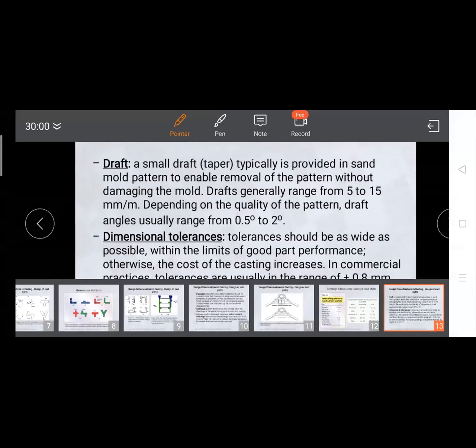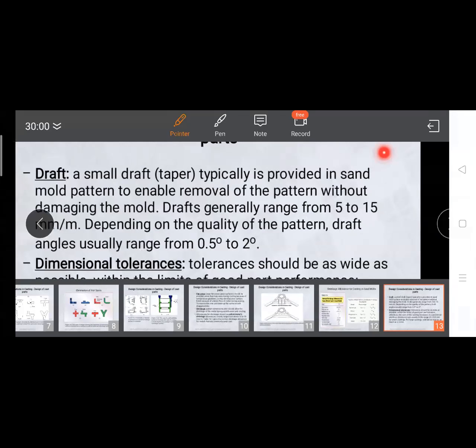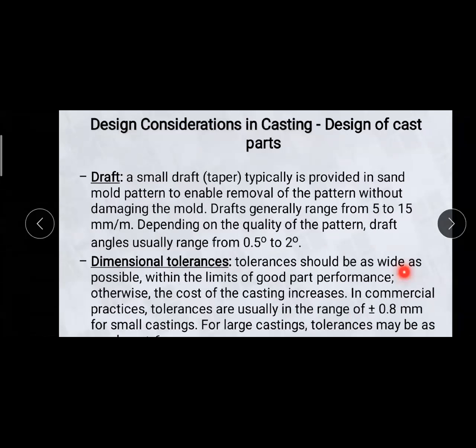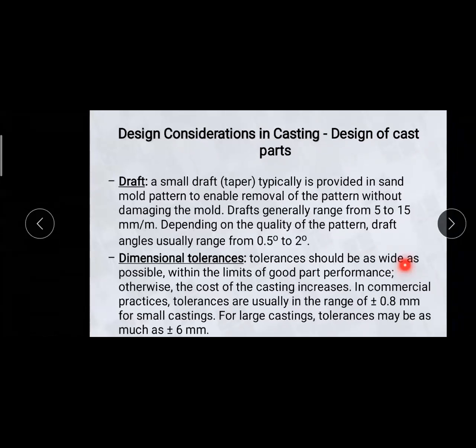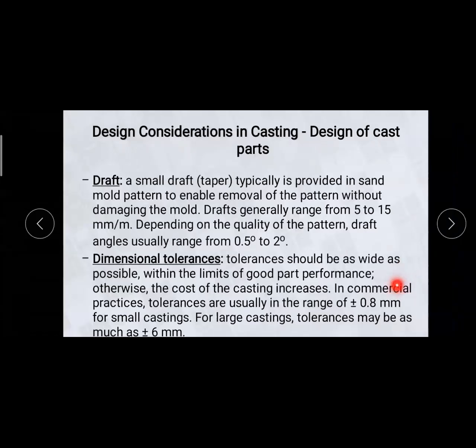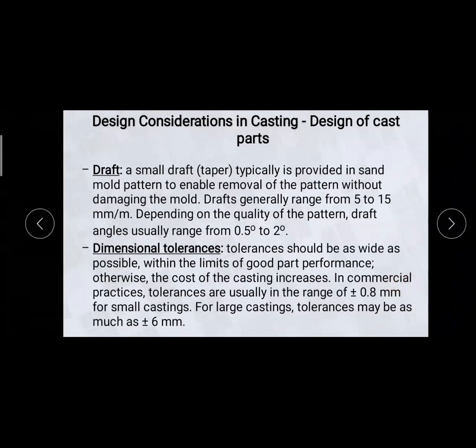So next one. It totally explains what is to be considered when you are going to be casting. When you are doing angular shapes or attaching any other metal on it, how should it be considered? So a draft, a small draft taper, is typically provided in a sand mold pattern to enable removal of the pattern without damaging the mold. Drafts generally range from 5 to 15 mm per meter.